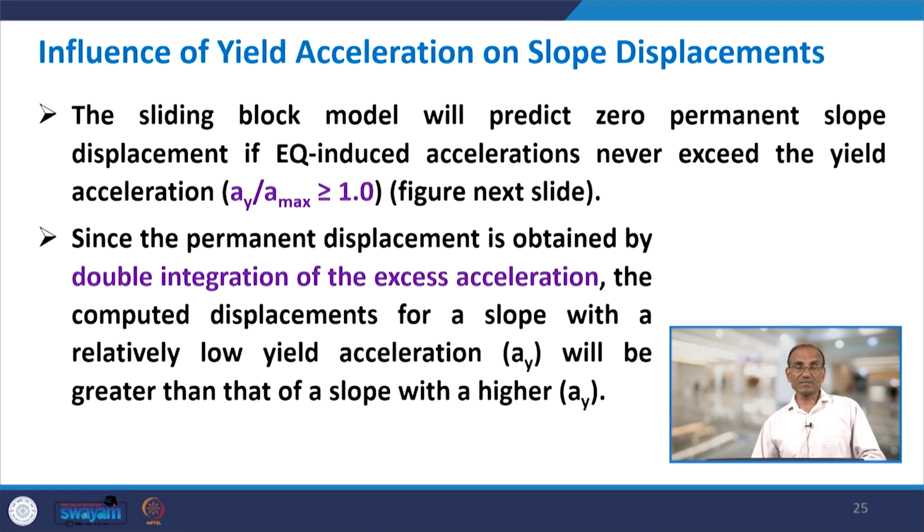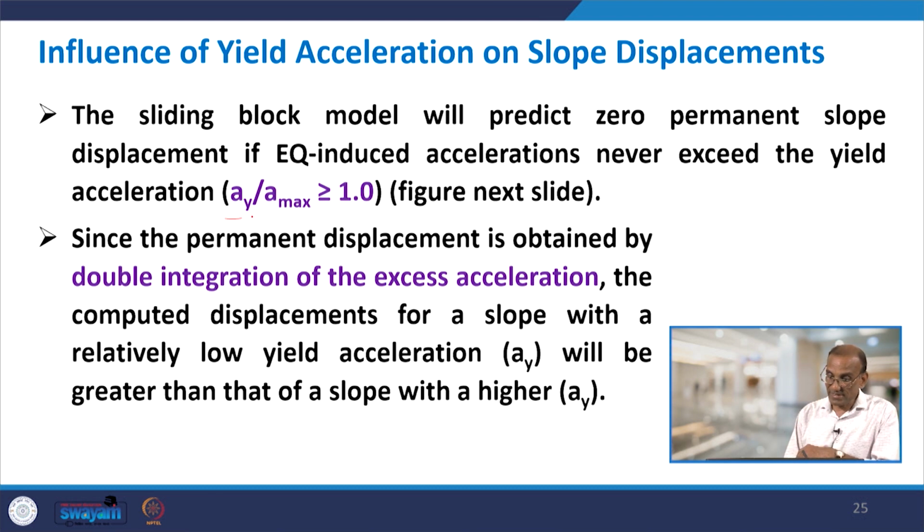Now, we will discuss one example on Newmark sliding block analysis later, but before that, what is the influence of yield acceleration on slope displacement? First we will discuss using the Newmark sliding block method, and then later with some other method. The sliding block model will predict zero permanent slope displacement if earthquake induced acceleration never exceeds the yield acceleration.